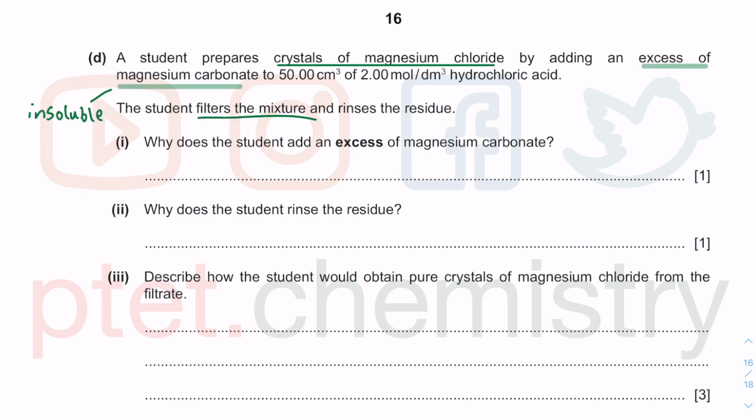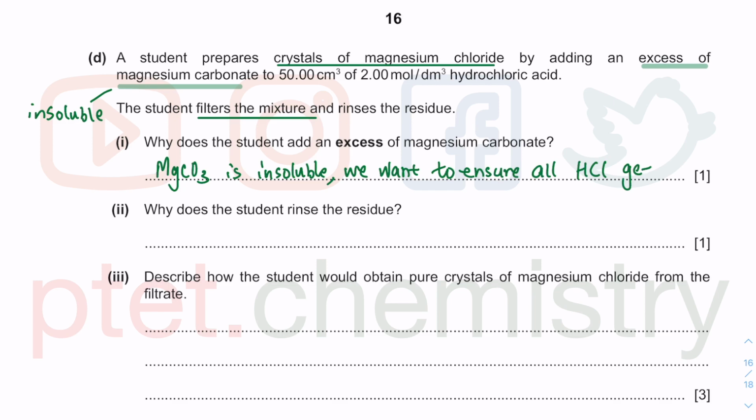When we filter the mixture, why do you add excess of magnesium carbonate? So MgCO3, magnesium carbonate, is insoluble. So we want to make certain that all the acid gets used up. So all the HCl gets consumed, all reacted, because it's difficult to get rid of solutions, but it's very easy to get rid of the solid, which is insoluble.